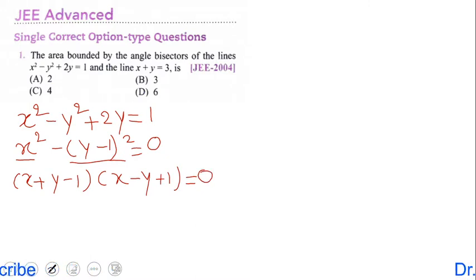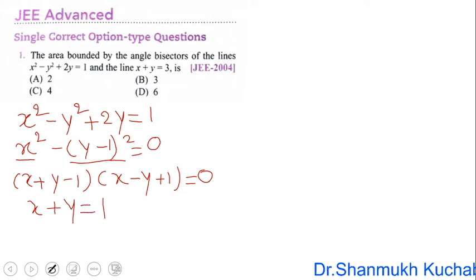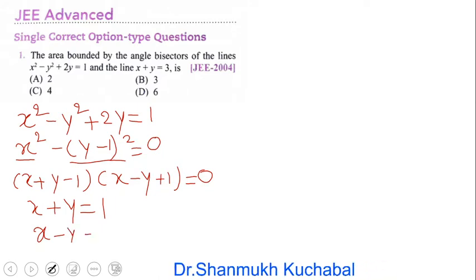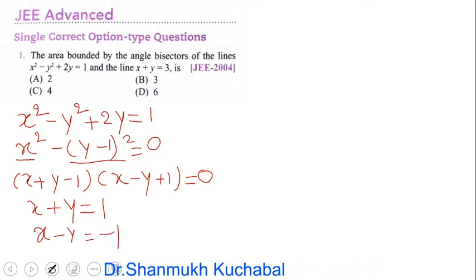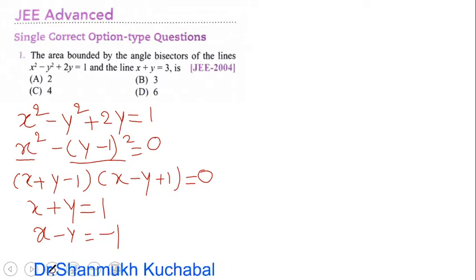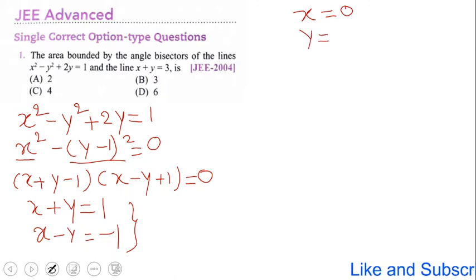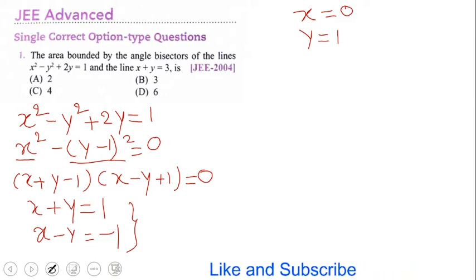Therefore we will get two equations: x plus y minus 1 equal to 0, transporting 1 to the RHS, and another equation x minus y equal to minus 1. These are two simultaneous equations. Solving these two equations, we get the solution for x as 0 and the solution for y as 1. Therefore our coordinates are, for the area bounded by the angle bisectors of our lines here.